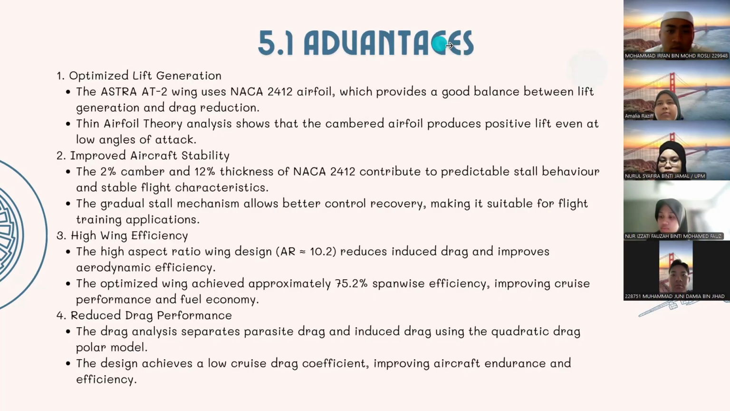Okay, so my name is Muhammad Irfan bin Rosli. My matrix number is 229948. So I'm going to continue this slide, which is the advantage, which is the Astra AT-2 uses the NACA 2412 airfoil to achieve an excellent balance between lift and drag. Its camber design generates positive lift even at low angle of attack, improving takeoff and low speed performance. The 2% camber and 12% thickness provide stable flight characteristics with gradual stall behavior for safer handling. Combined with a high aspect ratio wing of about 10.2, the design reduces induced drag, achieves around 75% span-wise efficiency, and improves cruise performance, fuel efficiency, and overall aircraft endurance.